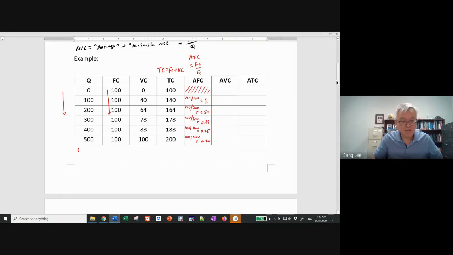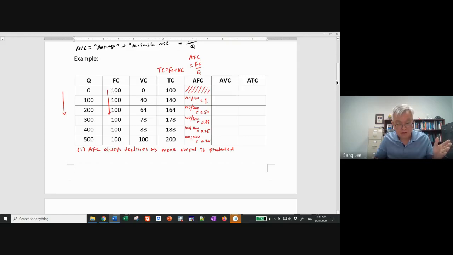Our first finding here is: average fixed cost always declines as more output is produced. I mean, it is obvious because fixed cost does not change with the level of output. So as you increase, in this example, the output from 0 to 100, 100 to 200, and all the way up to 500 units.